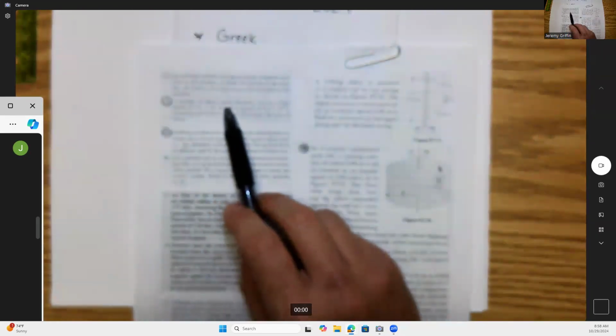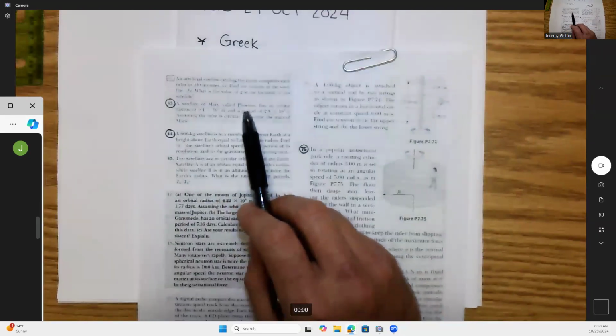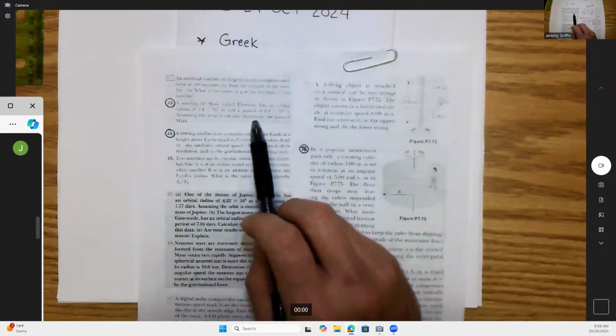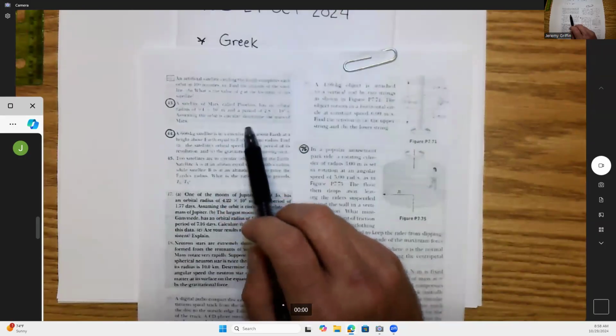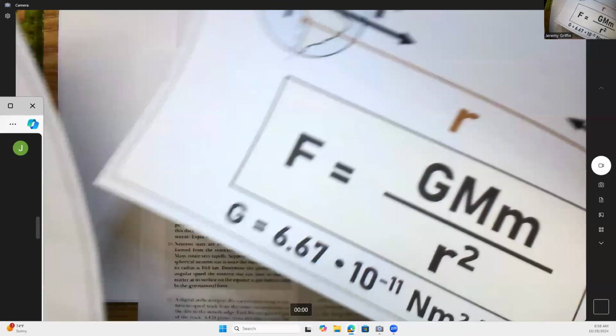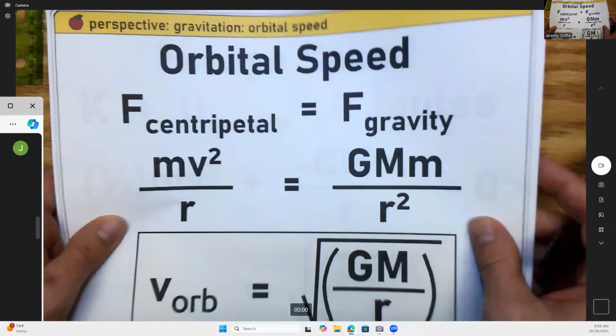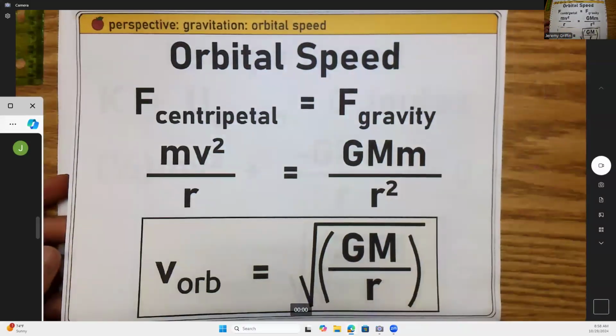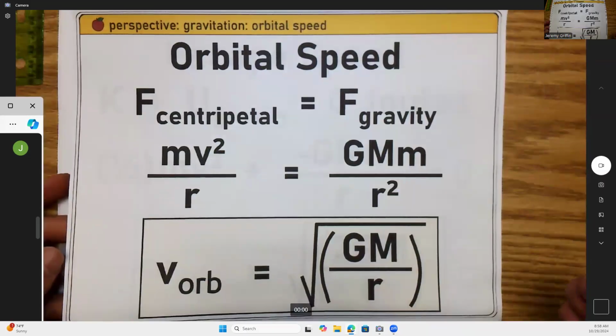43. A satellite of Mars called Phobos, one of Mars's moons, has an orbital radius of blah blah blah and a time period of blah blah blah. What is the mass of Mars? Guys, that is talking about this orbital speed. You guys see this poster right here? This you need to be able to derive from scratch.